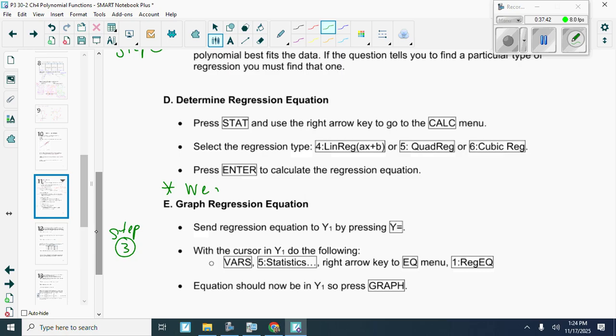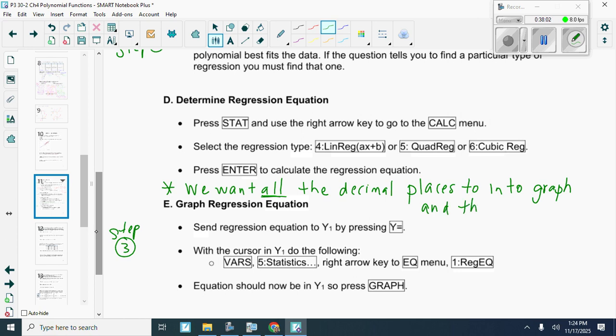Guys, we want all the decimal places to go into our calculator, to go into the graph, and this is how.